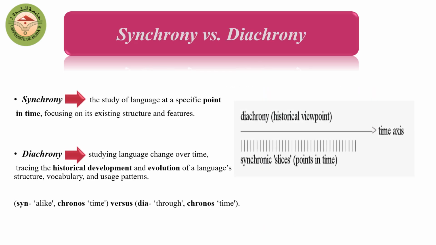Moving to the third dichotomy, synchrony versus diachrony. Synchrony refers to the study of language at a specific point in time, focusing on its existing structure and features. Diachrony, on the other hand, involves studying language change over time, tracing the historical development and evolution of language structure, vocabulary, and usage patterns. It looks at how languages evolved and adapted over centuries. For example, analyzing the current structure of English grammar versus tracing the historical developments of English from Old English to modern English.